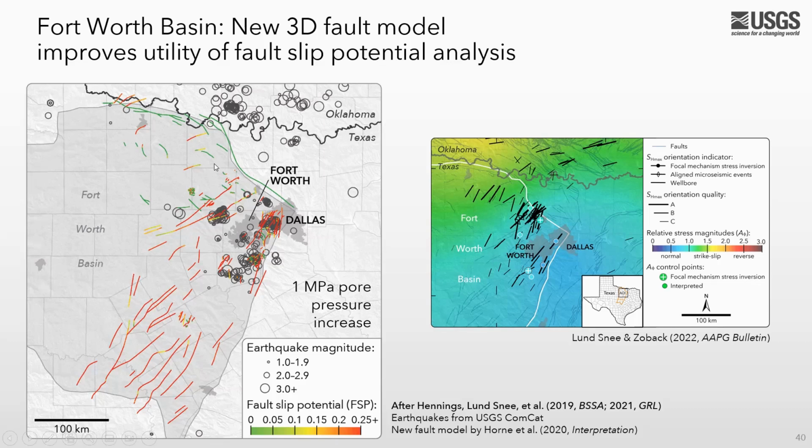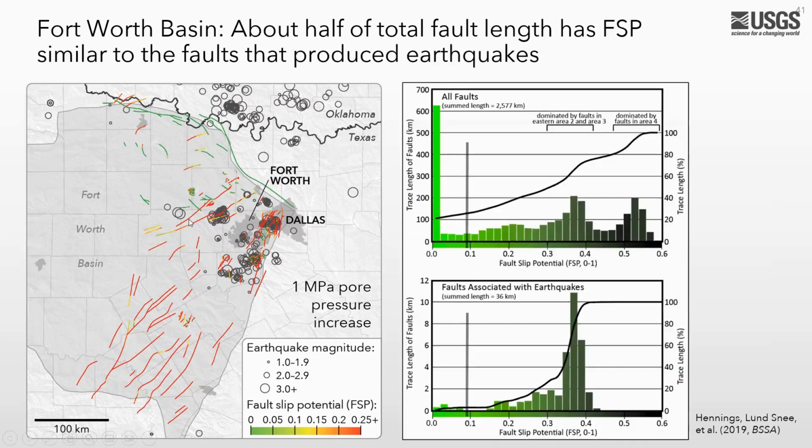Since this is their new fault model for that area, and since we know the state of stress and the faults, we can do fault slip potential on them. You see a lot of red faults here, really a lot, including quite a few that have not had any earthquakes on them. So we can compare the fault slip potential values to the faults that actually hosted earthquakes. And that's what we're seeing here. The top is the whole population of faults as a function of their fault slip potential estimate.